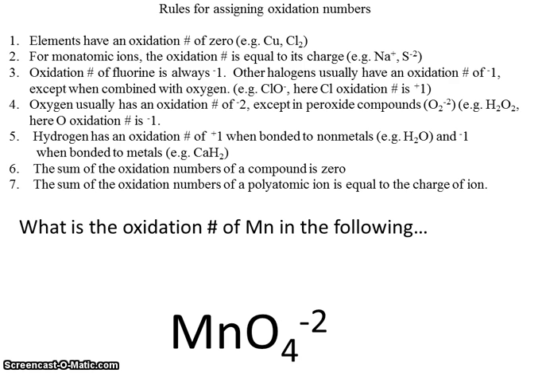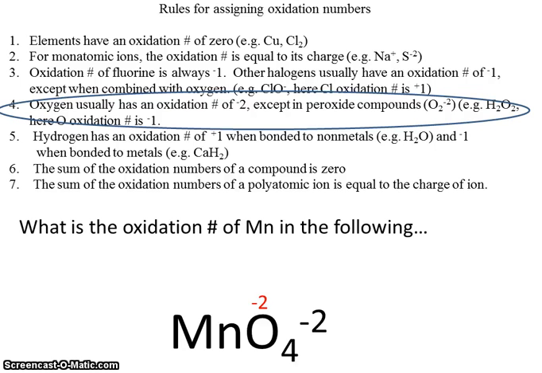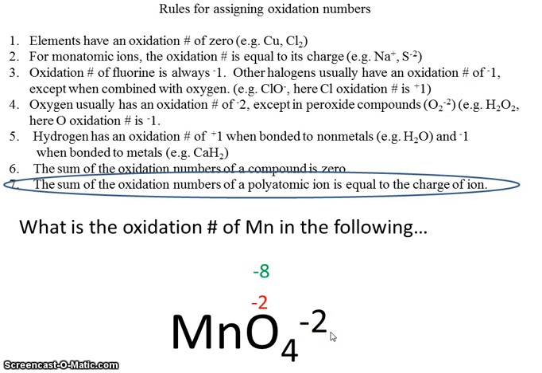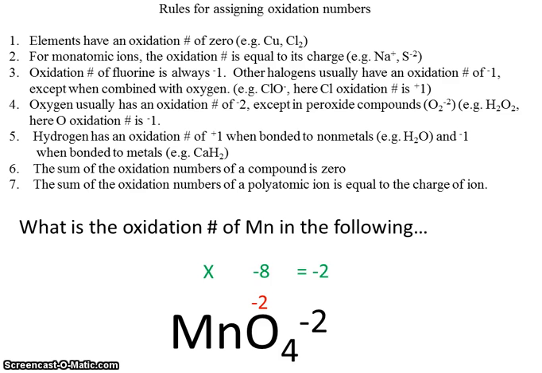What is the oxidation number of manganese in the following? Well, once again, oxygen is usually -2. We have 4 of them, so that's -8. Now we're dealing with a polyatomic ion. It has a charge. So number 7 reads, the sum of the oxidation numbers of a polyatomic ion is equal to the charge of the ion. So all the oxidation numbers must sum up to -2. So if we solve for x, the oxidation number of manganese, that's right, is +6.